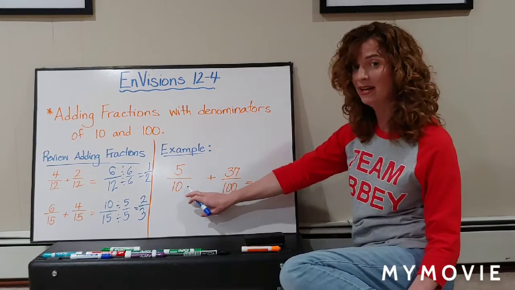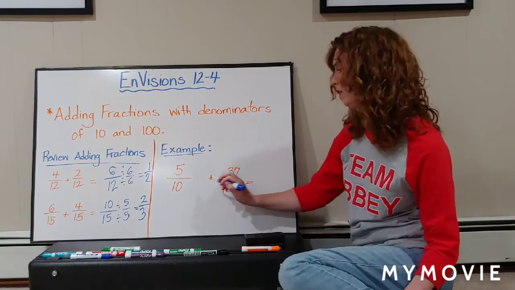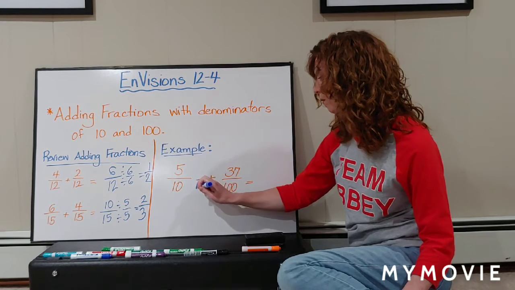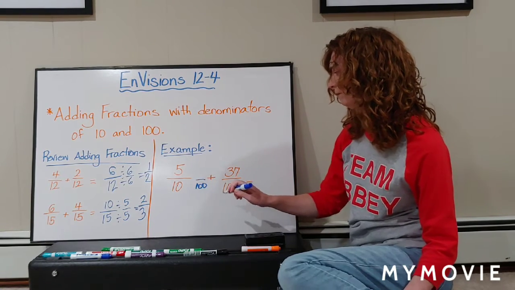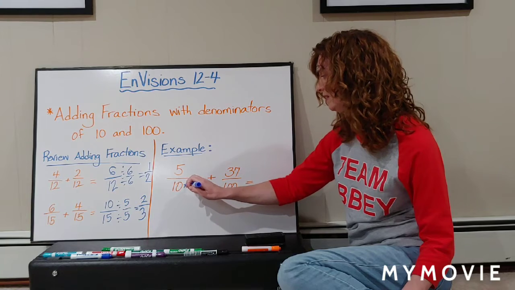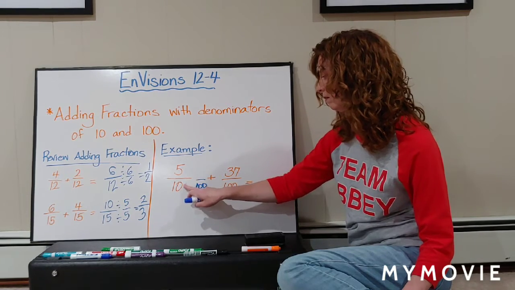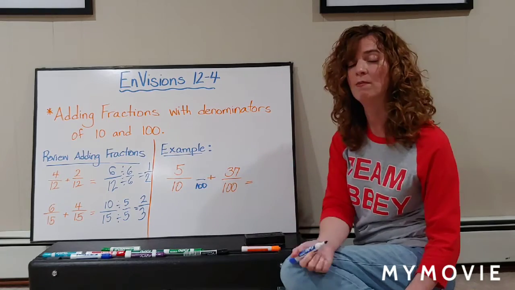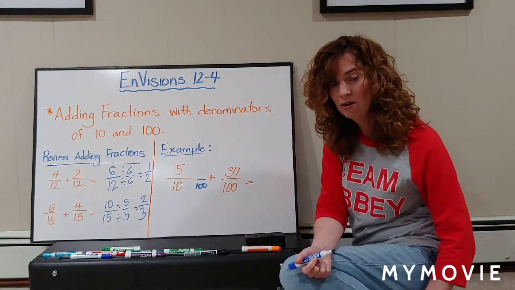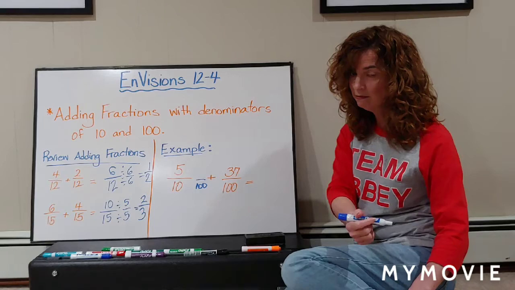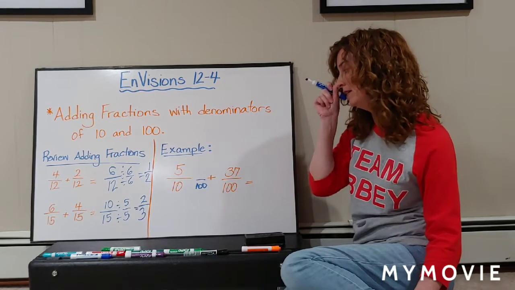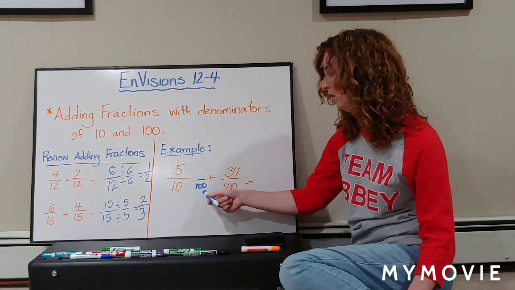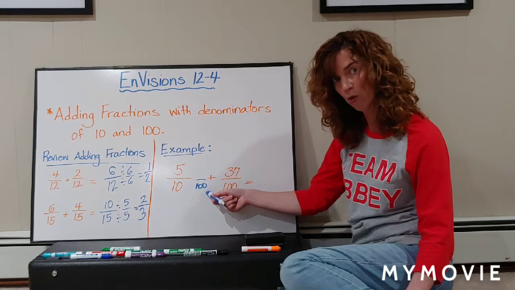Now I want my 10 to turn into 100. I want it to be 100. So what do I have to do to this 10 to get 100? Now remember, to come up with an equivalent fraction, you're either multiplying or you're dividing. And in this case, I want to go from 10 to 100. So would I multiply or divide?